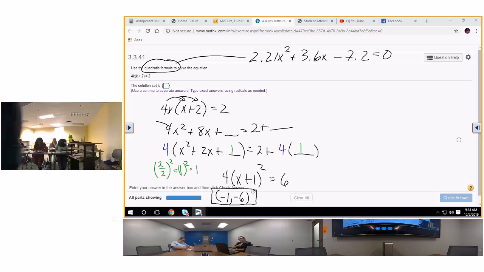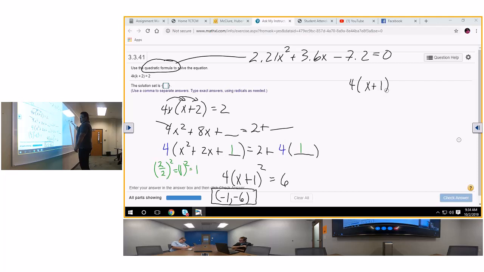So now, 4 times x plus 1, quantity squared, is equal to 6. Divide by 4, divide by 4. x plus 1, quantity squared. I'm going to leave it as a 4. Why? Because it's a perfect square, so I'm going to leave it as a 4. Take the square root of both sides.